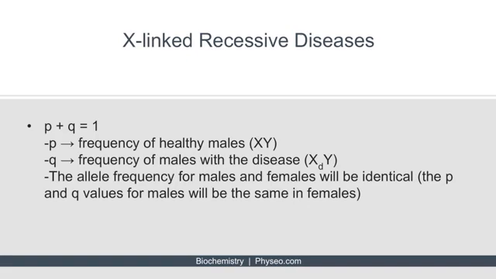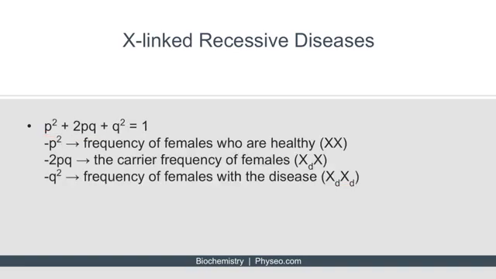Okay, there's one more special circumstance which you need to be familiar with regarding the Hardy-Weinberg equation. In X-linked recessive diseases, the equation is interpreted slightly differently. For example, the equation for the allele frequency, so P plus Q equals 1, can be used to calculate the disease incidence in males. This is because males only have one X chromosome, so they only have one possible allele. Therefore, P represents the frequency of healthy males, or XY, and Q represents the frequency of males with the disease, or X subscript D Y. The allele frequency for males can then be used for females. In other words, the P and Q values for males will be the same in females.